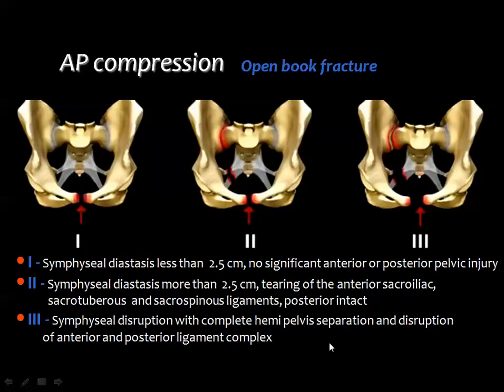And these are the types that were clearly demonstrated in the video. You have the open book compression fracture with three types according to the degree of diastasis of the pubic symphysis and as well as the associated posterior rim injuries. We have three types, the type 1, type 2, and type 3.